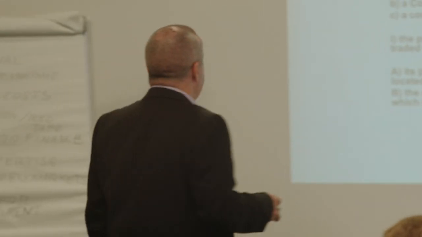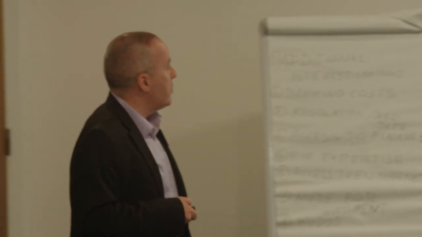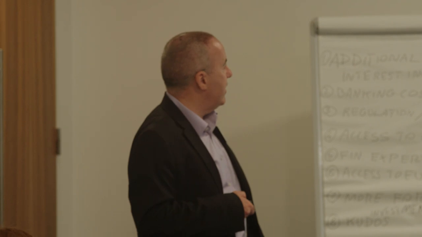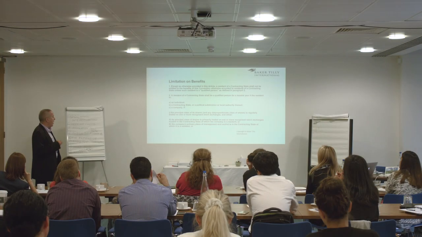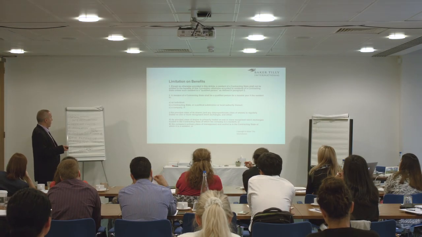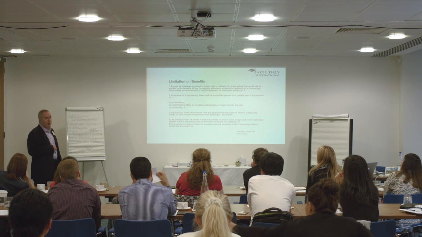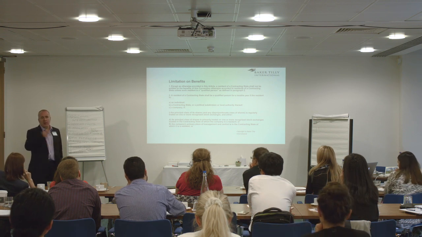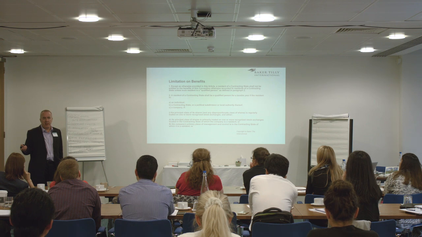Let's try and work out what this is doing. Except as otherwise provided in this article, a resident of a contracting state shall not be entitled to the benefits of this convention otherwise accorded to residents of a contracting state unless such resident is a qualified person. So, who's the only type of person that gets the benefits under this? What are they called? A qualified person, yeah.